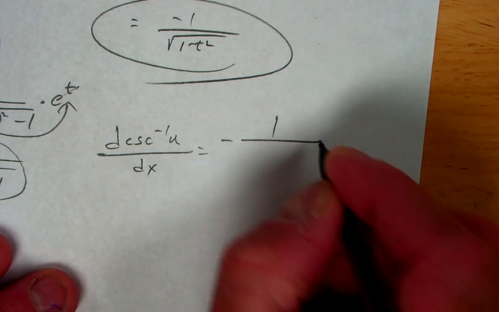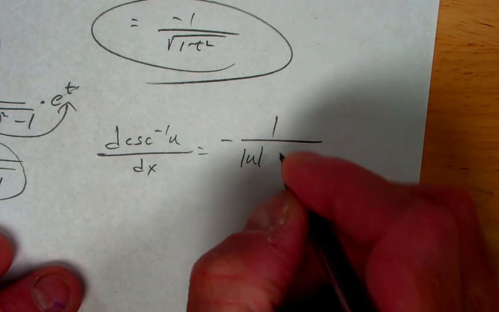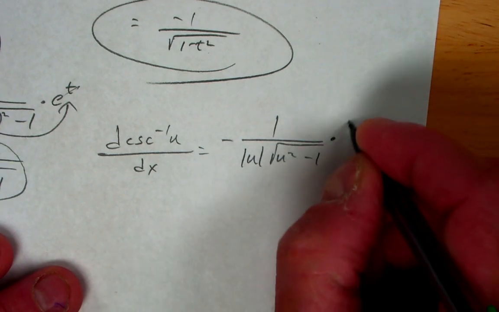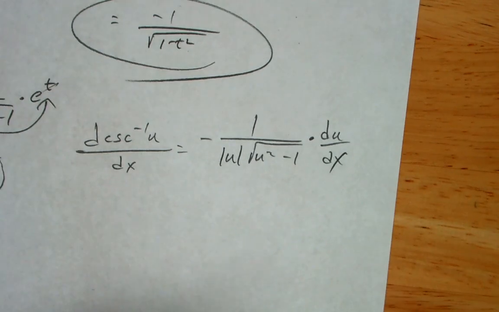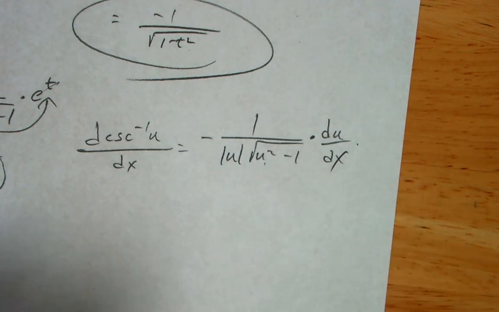Negative 1 over absolute value of u, square root of u squared minus 1 times du dx. That's why sometimes they write it like that, to emphasize the fact that whatever's here, don't forget to take the rate of change of that. Okay, but if we just have our radar open for chain rule, then we'll be good to go.